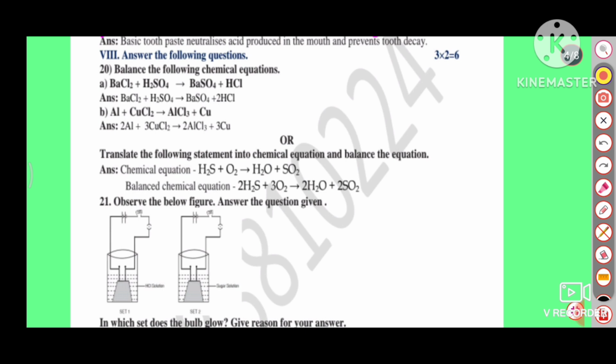Next question: translate the following statement into a chemical equation and balance the equation. Chemical equation: hydrogen sulfide plus oxygen gives H2O plus SO2. Balanced equation is 2H2S plus 3O2 gives 2H2O plus 2SO2.